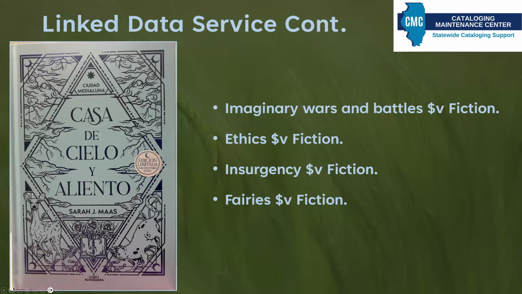So, as an FYI, not all of my examples will be items we've cataloged. This example is one we have cataloged, and it was cataloged for Mattoon Public Library. Our example is Casa de Cielo y Aliento, the Spanish translation of House of Sky and Breath by Sarah J. Maas. We're going to pick out just a few subject headings that pertain to this item.